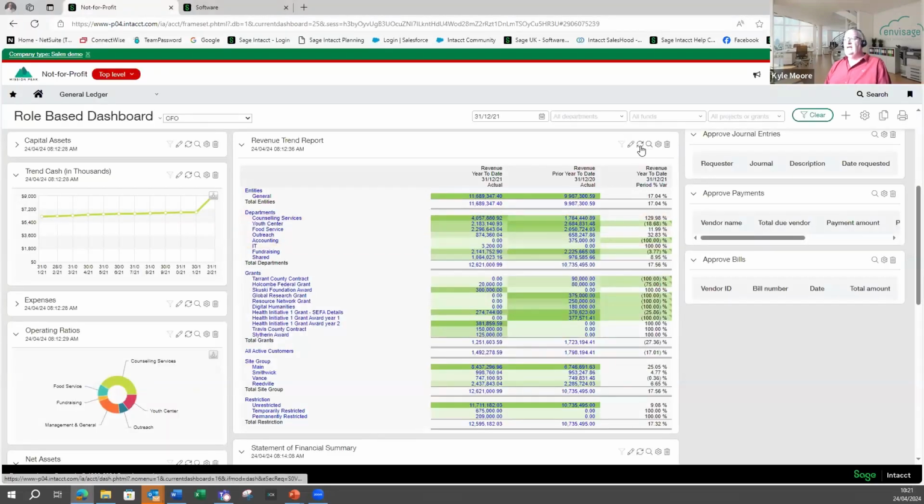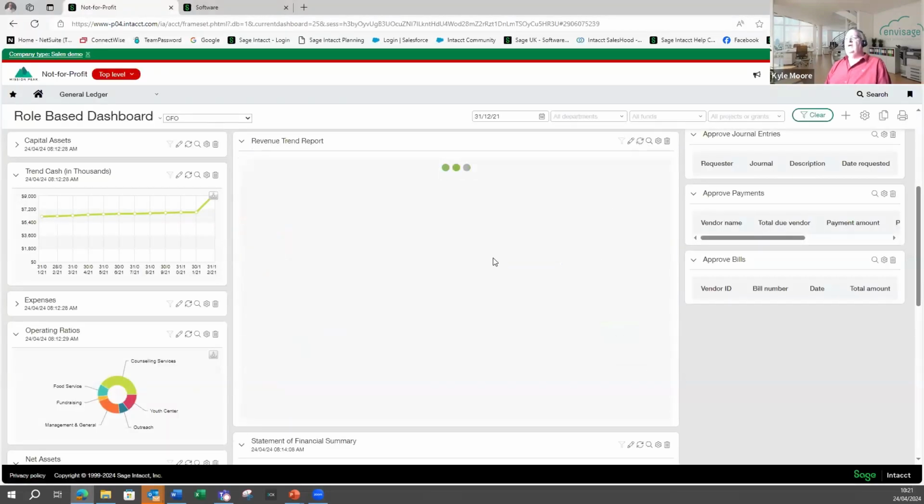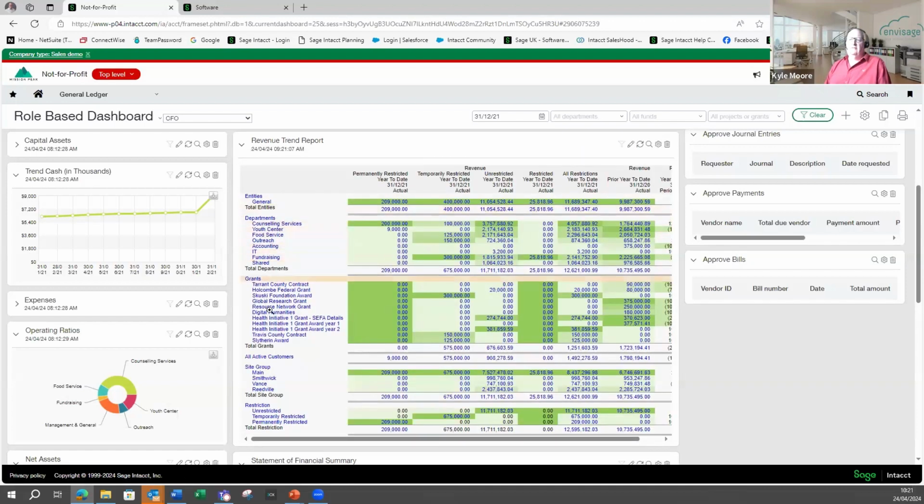So now when we refresh this sheet, what we have is a revenue trend report. So it's just grabbing the different information that I've given it, and it's going away and looking for that. And now we have the report lines again, but we have now restrictions along the top. So we're seeing values for our permanently restricted, temporarily restricted, on all restrictions, etc. And we can again drill in to that sort of information.